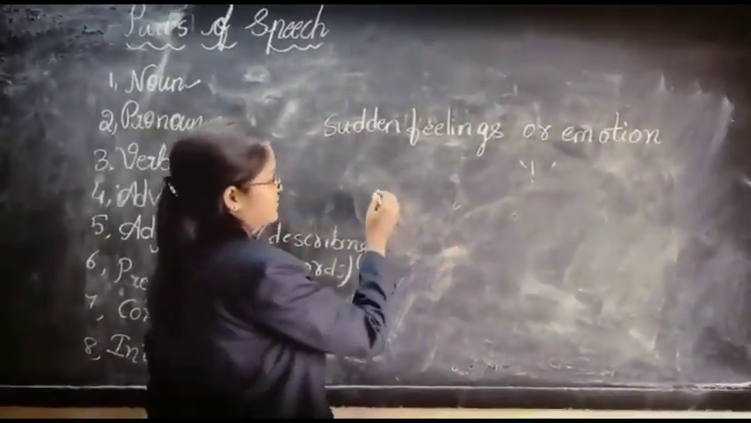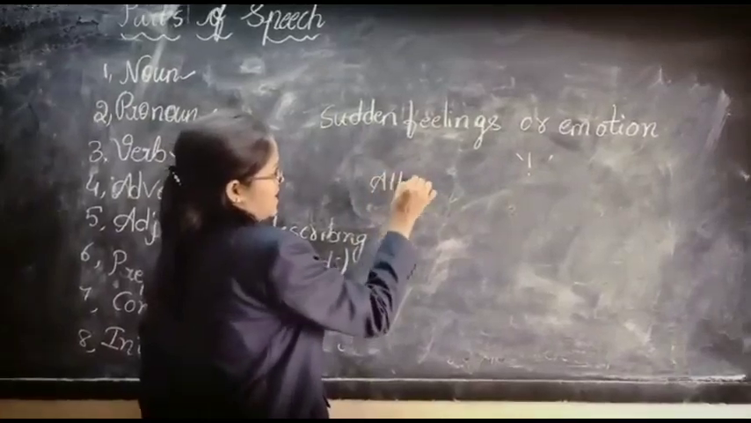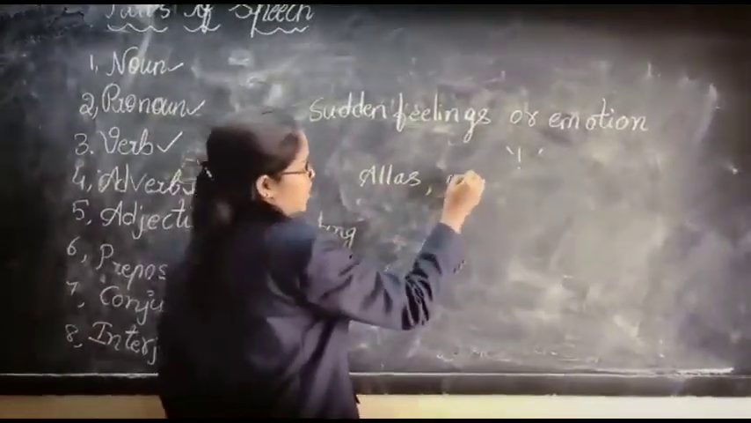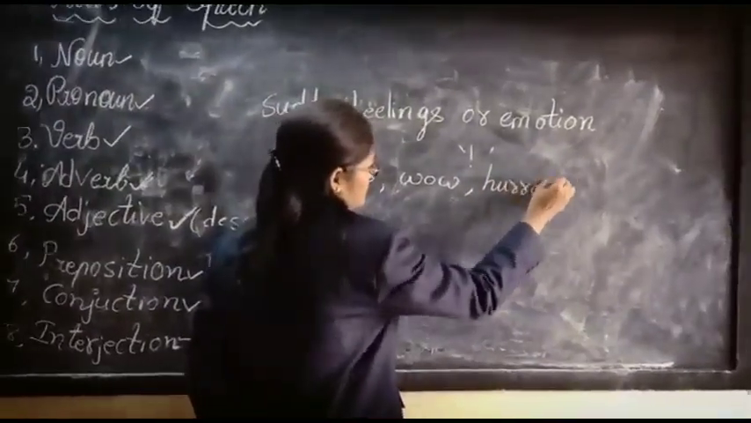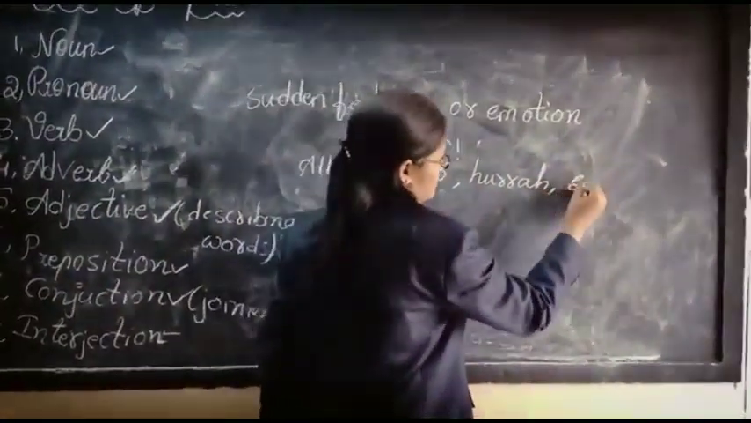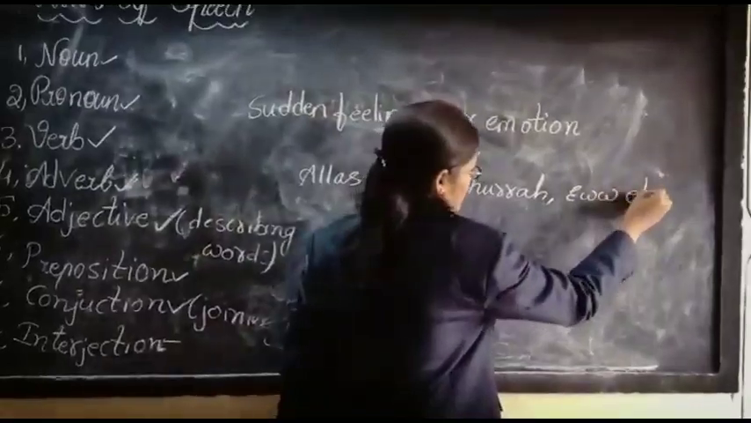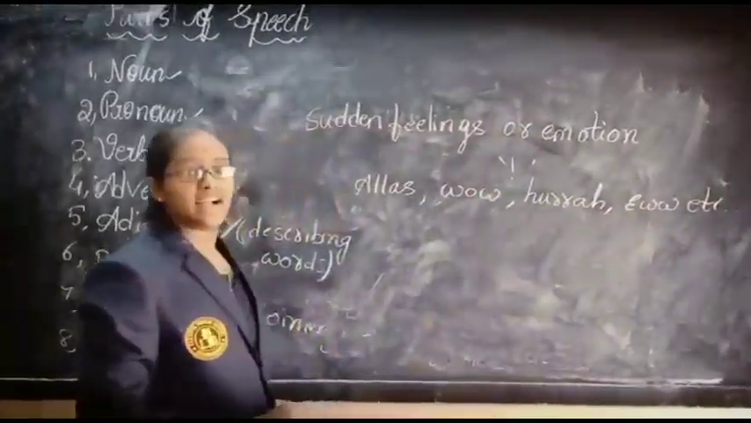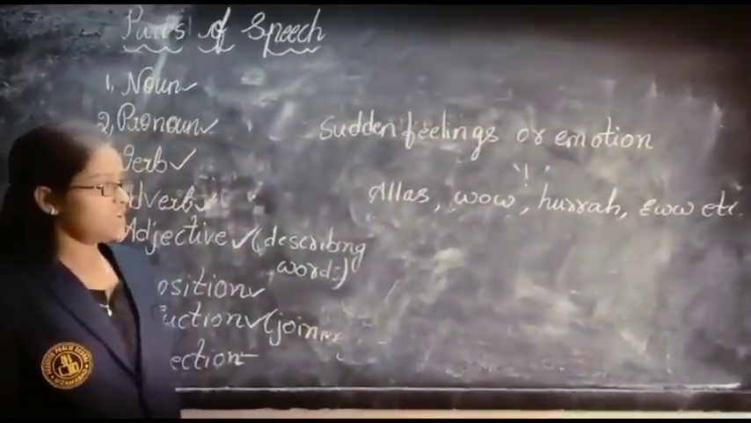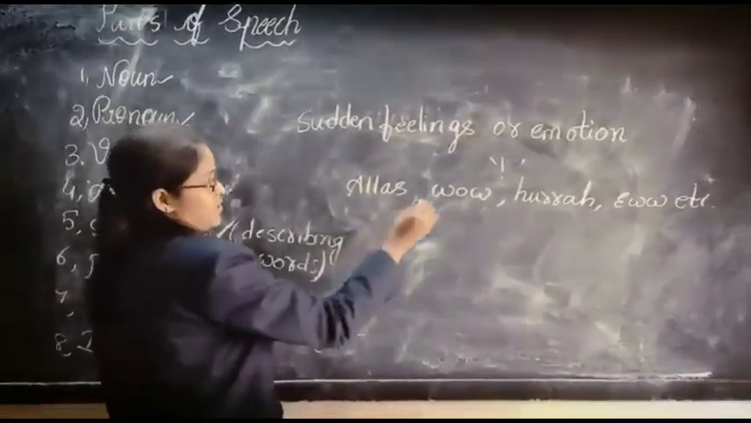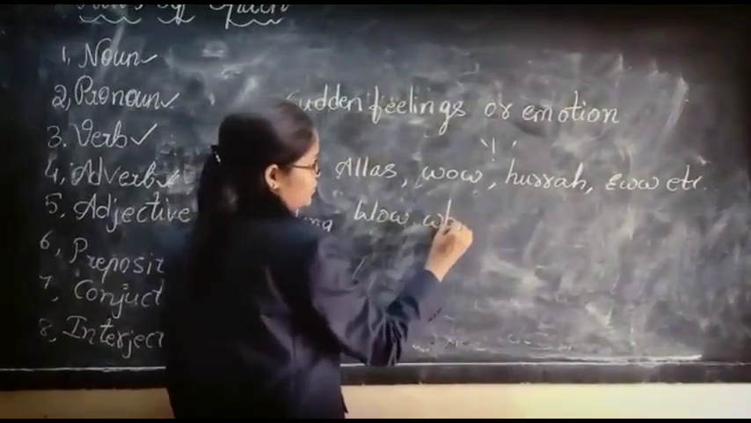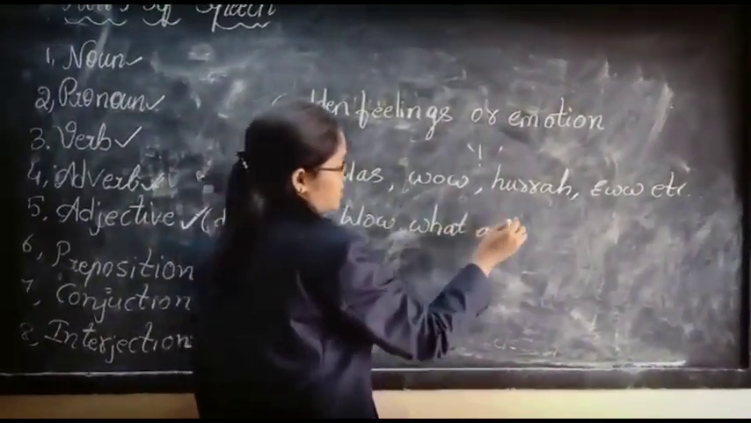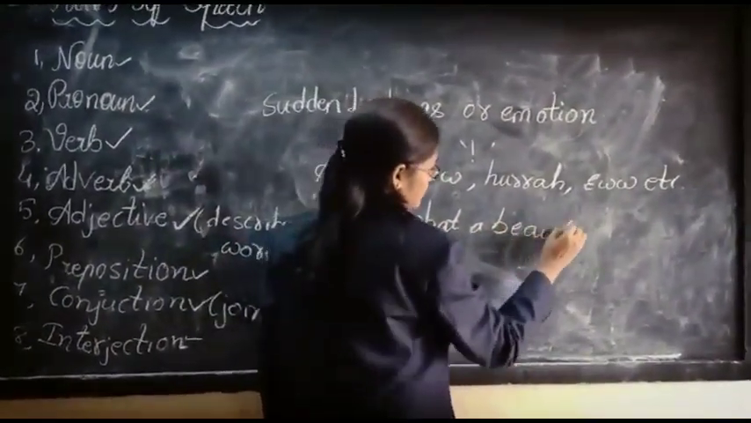So here I will write a few words: alas, wow, hooray, ew, etc. These are some words which come under interjection. Let us see some sentences. Wow, what a beautiful flower.